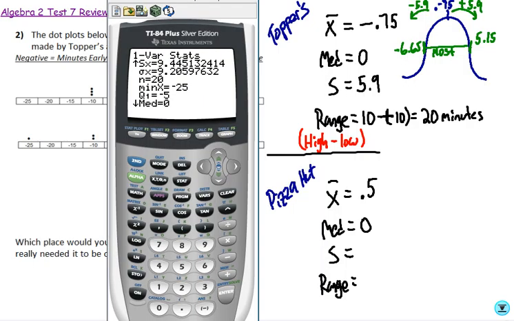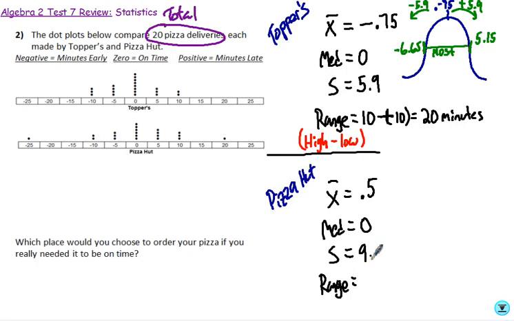So our standard deviation is 9.44. And then the range, take their high, which is 20, minus their low, which is negative 25. And again, that's your 2-stick rule. So that ends up being 45 minutes. So this is something else we could point to. We could say, well, Toppers, from their best time to their worst time, was only a difference of 20 minutes. So that means they're pretty dependable. Pizza Hut, from their best to worst time, was 45 minutes.